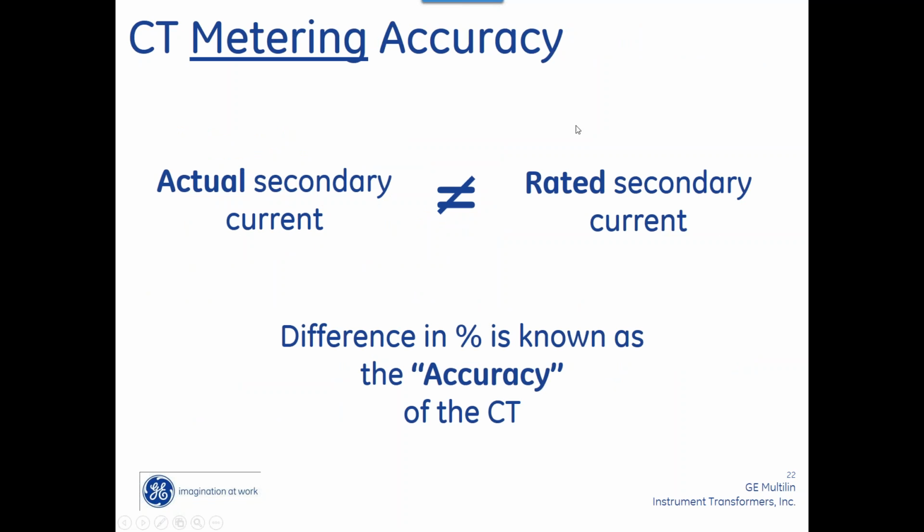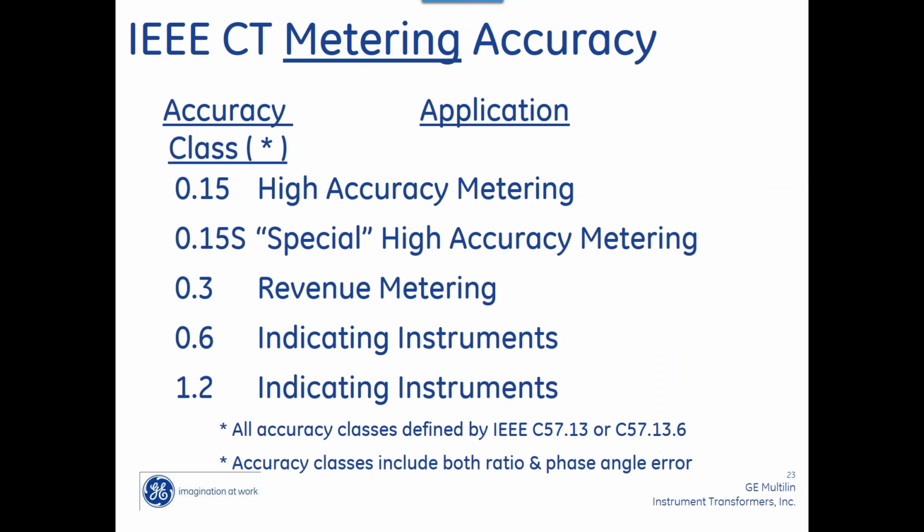Secondary current is not rated secondary current. The difference is known as the accuracy. So even though we put 5 amps in the CT secondary or in the primary, we're not going to get exactly that out of the secondary. So if we get into revenue grade stuff, you need a more accurate CT. For the metering, a lot of us do, it's just not as critical. And you pay more for a more accurate CT. So here's the different classes.